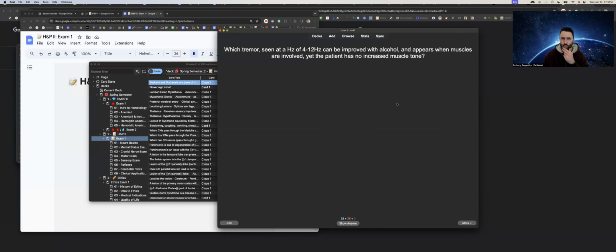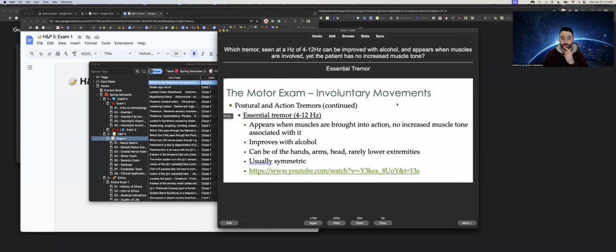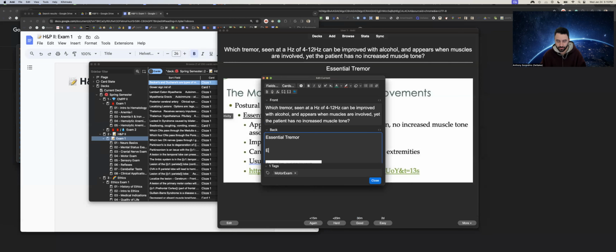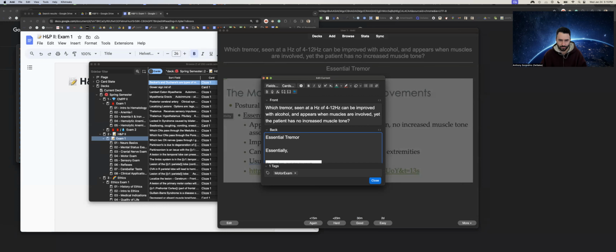Paralysis of legs. Which tremor seen in a hertz of 4 to 12 can be improved with alcohol and appears when muscles are involved, yet the patient has no increased muscle tone? No idea. An essential tremor. Okay. So essentially, your muscles are involved, but there's no increased muscle tone. I'll write that out. I hope they don't ask about the hertz. But no increase in muscle tone.